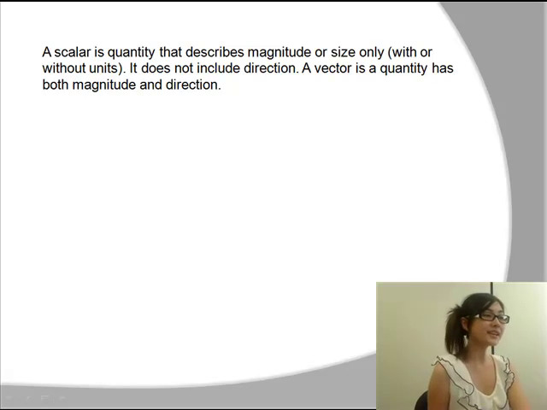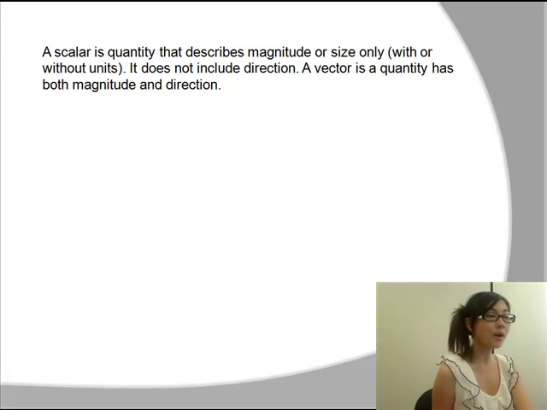The difference between a vector and a scalar is that a scalar only has a magnitude or size, for example how long something is. But a vector not only has the magnitude, it also has the direction. So for example, how fast has a car gone in a certain amount of time, and in what direction did the car go?